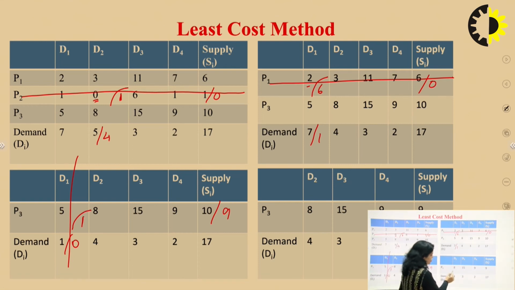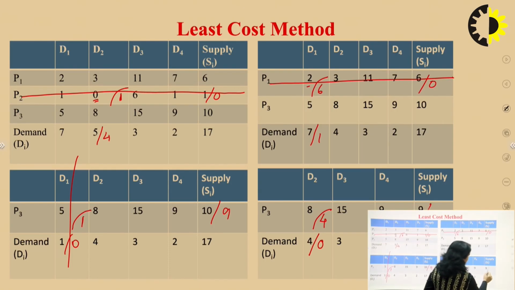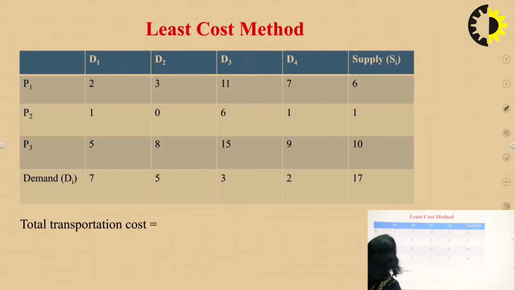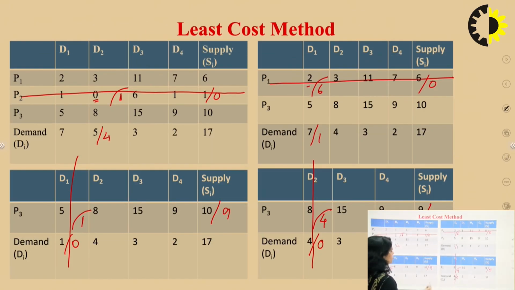Now the least cost is 8. Now we will see the supply available is 9 and the demand available is 4. It means we can satisfy this demand. It will become 5. So we will cancel out this one. Clear? Okay. So we can do it.